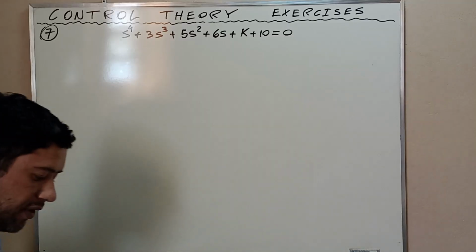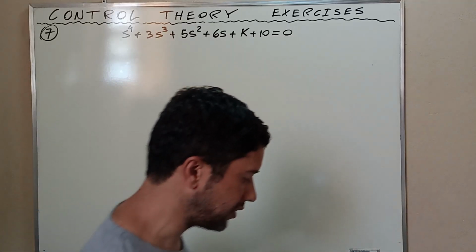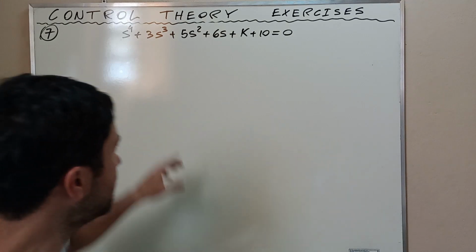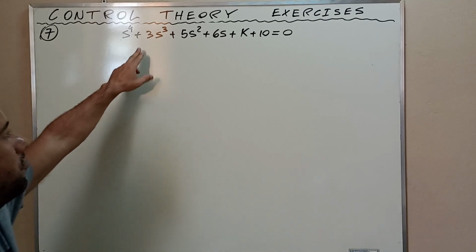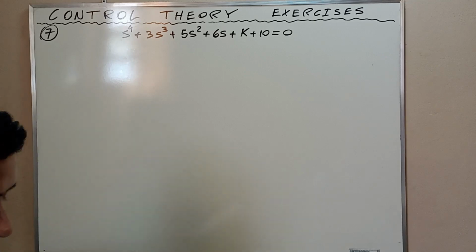Exercise number 7. What is the condition for the stability of this system here? Okay, my friends, this is the exercise. Let's go to the solution. The exercise gave us the characteristic equation of a system and wants us to use a technique to tell whether the system is stable or not and what can we do to make it stable, okay?